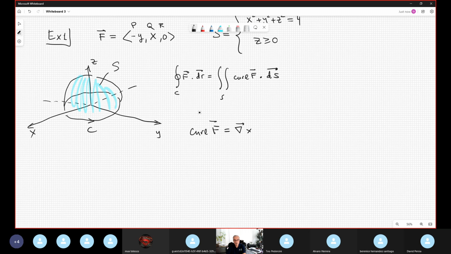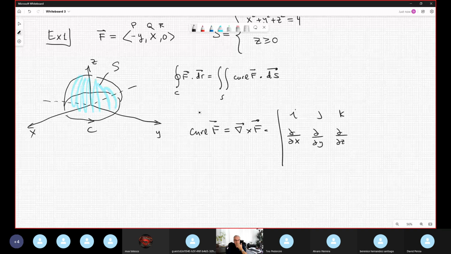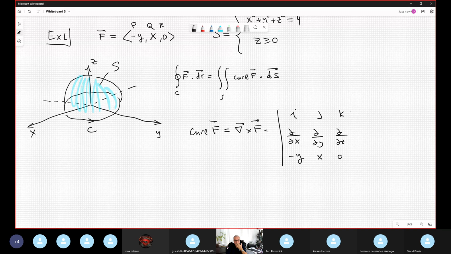Nabla cross product F. Who is Nabla? This is i, j, k, and Nabla symbolically is partial derivative with respect to x, partial derivative with respect to y, partial derivative with respect to z. And F has components P, Q, R, which is minus y, x and 0. Okay, as always, I try to skip that part. And the answer is a vector, which is 0, 0, 2.